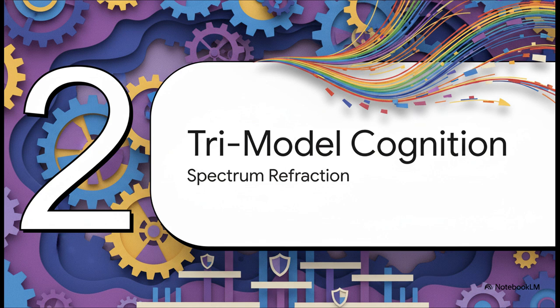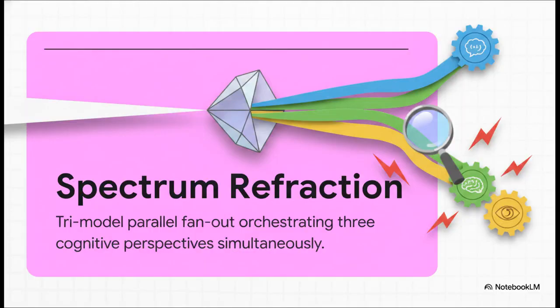And that brings us perfectly to part two, tri-model parallel cognition. This is the brain of PRISM, and I'm super excited to show you exactly how it solves that echo chamber problem. Enter a concept called spectrum refraction. This is PRISM's novel tri-model parallel fan-out orchestration system. Think of a physical prism splitting light. This system refracts a single prompt into three completely distinct cognitive perspectives, and it does this simultaneously.